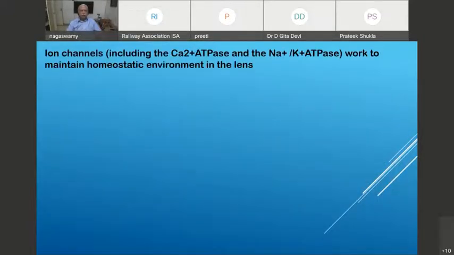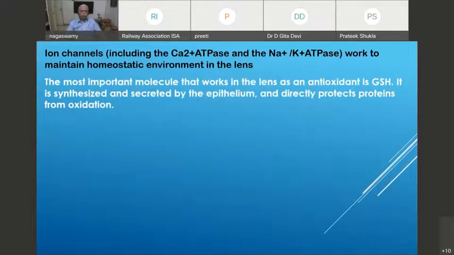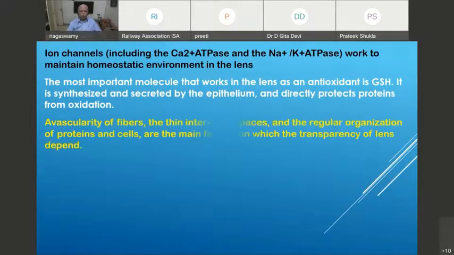Ion channels, the calcium ATPase and the sodium-potassium ATPase, work to maintain a homeostatic environment in the lens. The most important molecule that works in the lens is an antioxidant, which is synthesized and secreted by the epithelium and directly protects the eye from oxidation. Avascularity of the fibers, the thin interfiber spaces, and the regular organization of protein and cells are the main factors on which transparency depends.